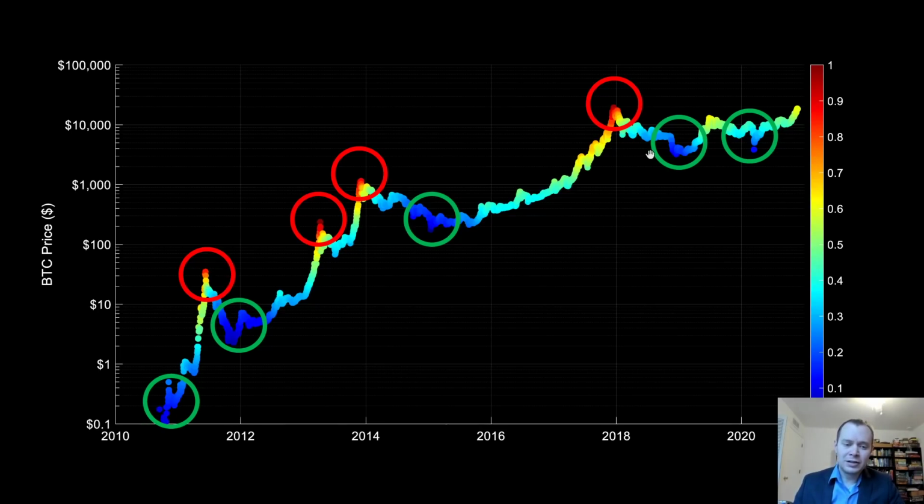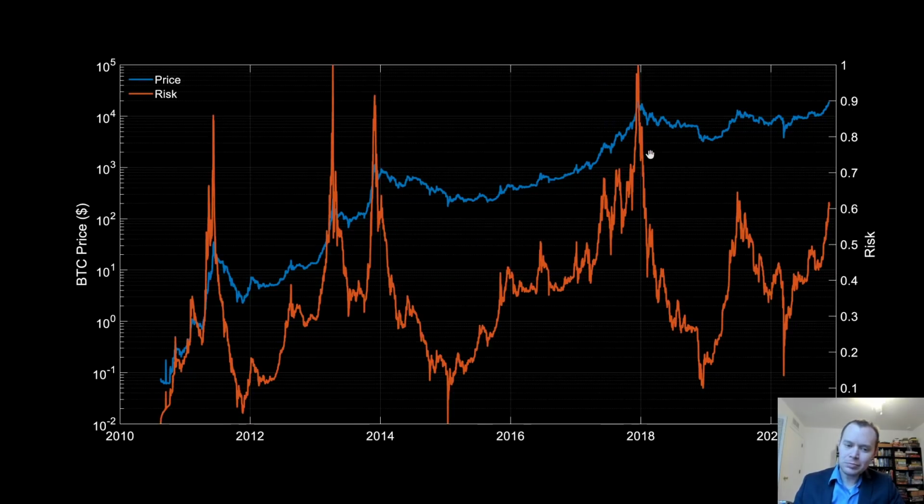So what we're going to do is take the color out of it. The blue line shows the price of Bitcoin on this primary y-axis, and the orange line shows the risk of Bitcoin on the secondary y-axis. So the orange line corresponds to this axis over here.